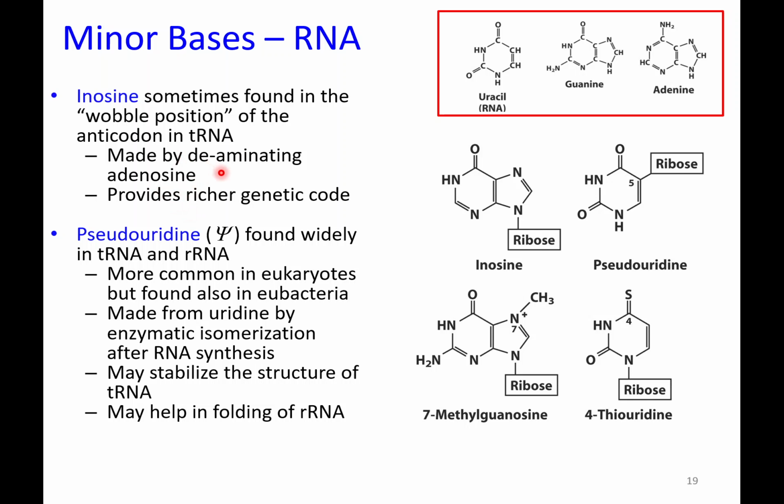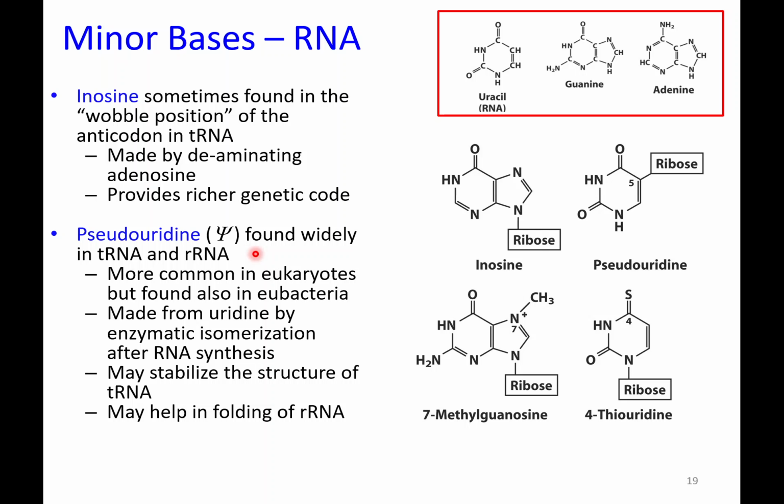And again, it's made by deaminating adenosine. So that's probably another thing that might be a little confusing, because it looks like guanine, as if you can just take off that amino group, but how it's actually synthesized in the cell is that this amino group is replaced with an oxygen in adenine. And this is thought to provide another kind of wrinkle into the genetic code, making it a richer code.